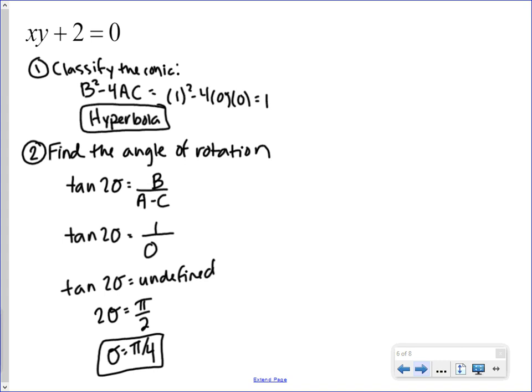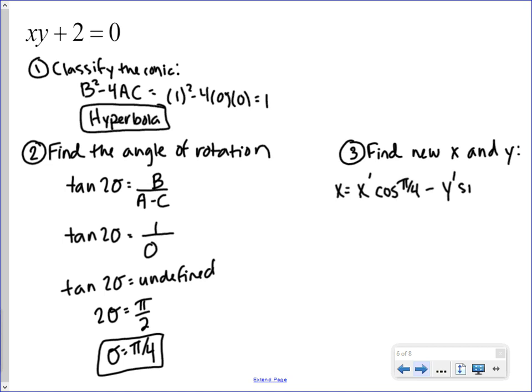Okay, so then I'm going to say step 3. I'm going to find the new x and y, which is that little piece where we're going to sub in those values. So when I look back at my notes, x is equal to x prime times the cosine of my angle of rotation, which is pi over 4, minus y prime times the sine. So I'm just subbing theta in. Theta is pi over 4. Subbing that in for the theta. And then use your unit circle.